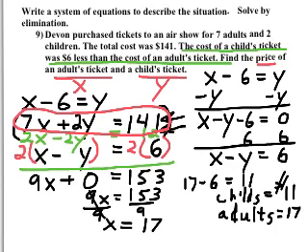So 7 times our x, which is 17, where will we do it? Let's do it up here. So 7 times 17 plus 2 times 11 has got to equal $141. So go ahead and do that on your calculator. See if I got it right or not.